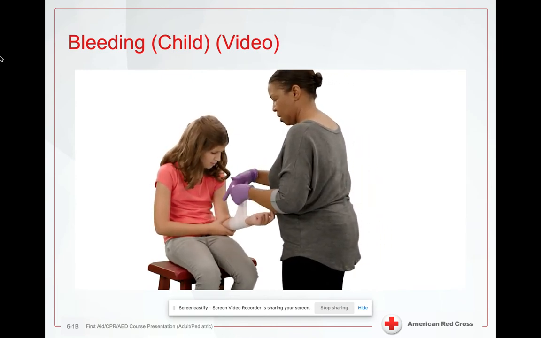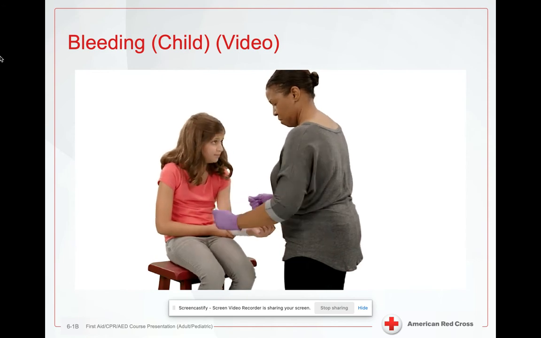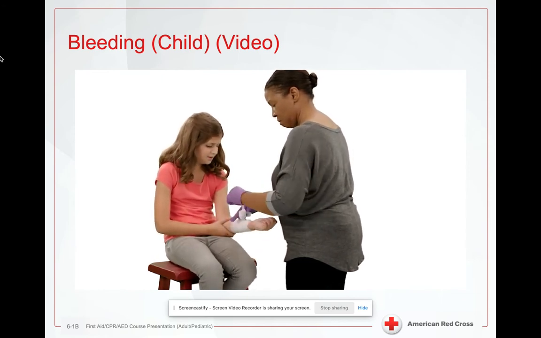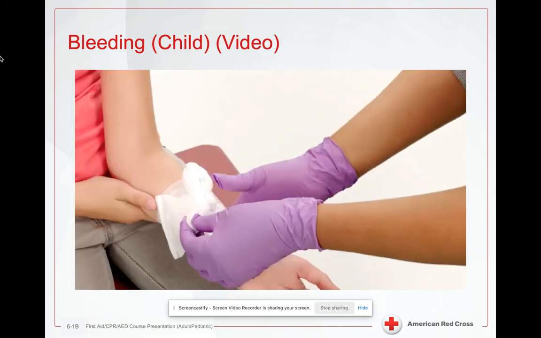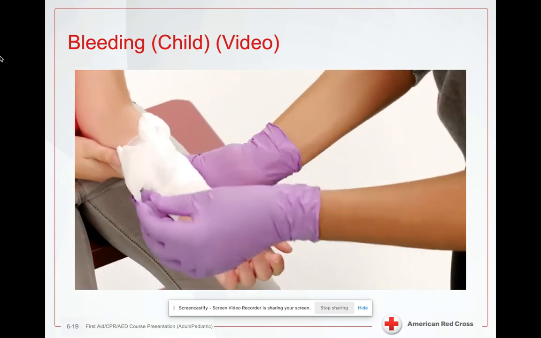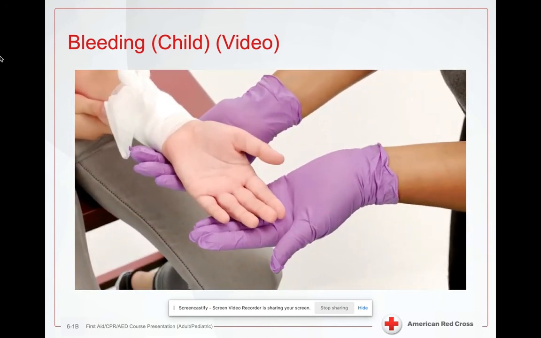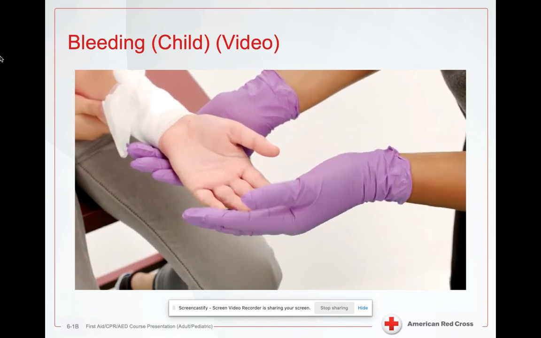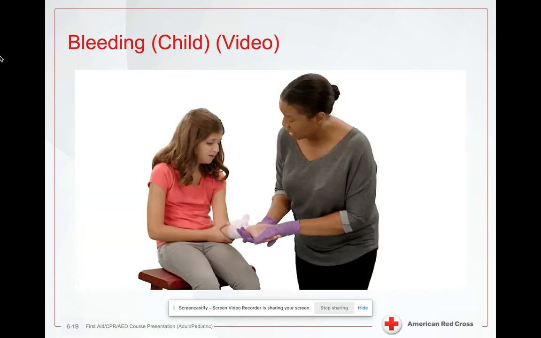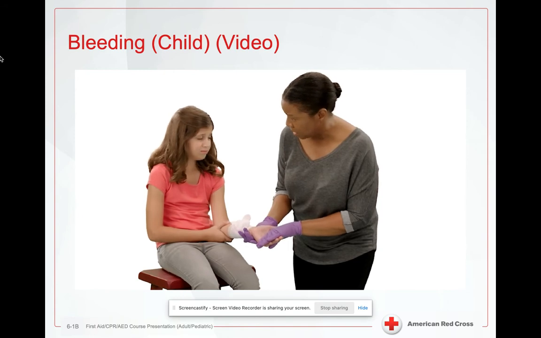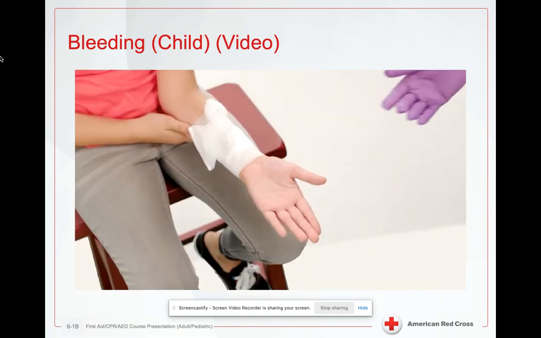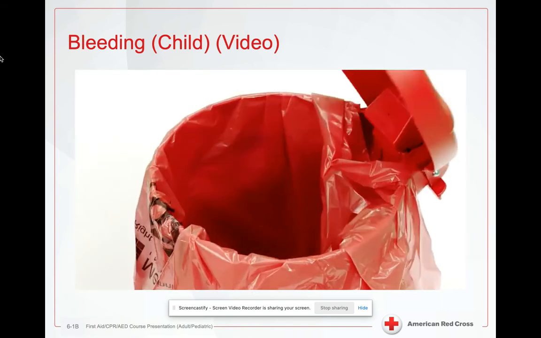Check circulation again beyond the injury. If there is any change, the bandage may be too tight, and you will need to carefully loosen the bandage. Any tingling or numbness? After the bandage is appropriately applied, remove your gloves and wash your hands.